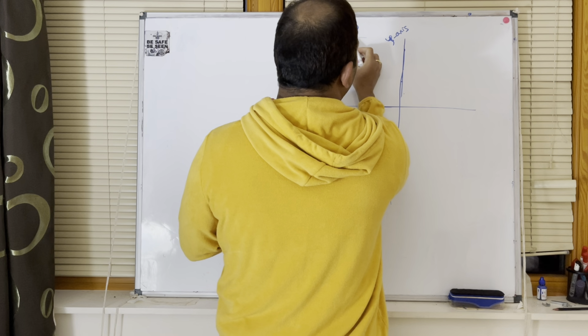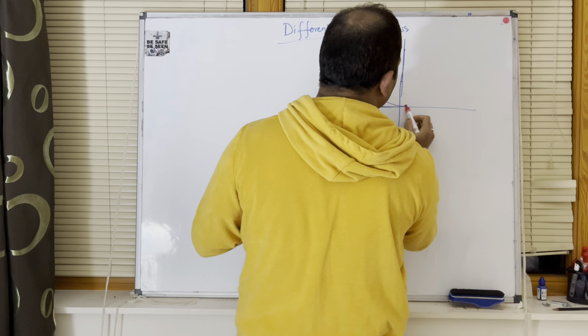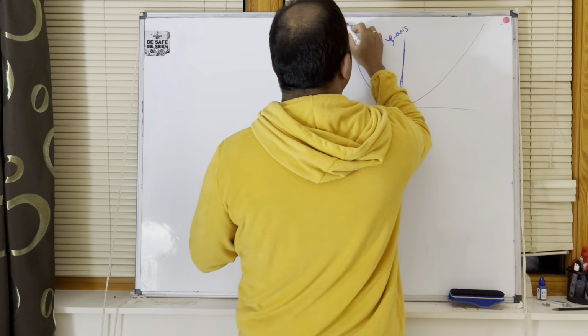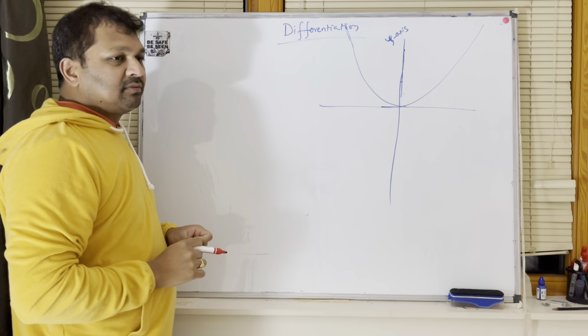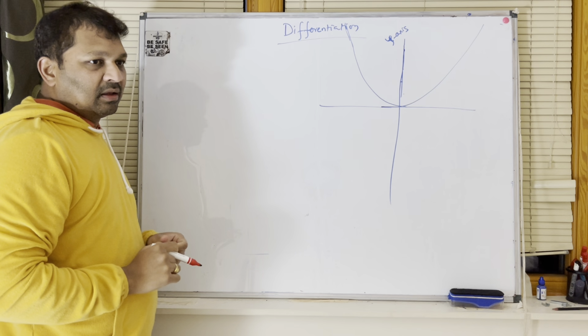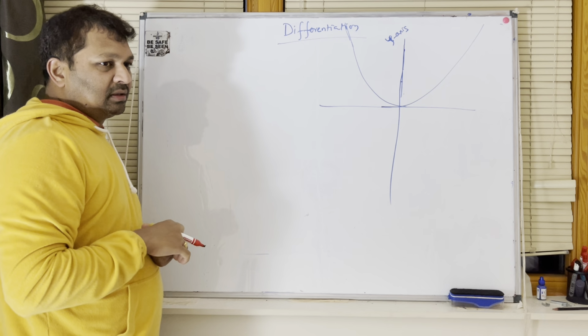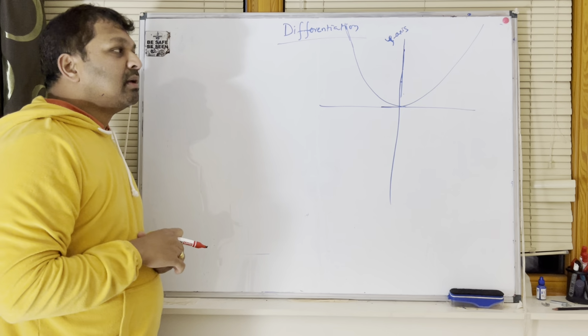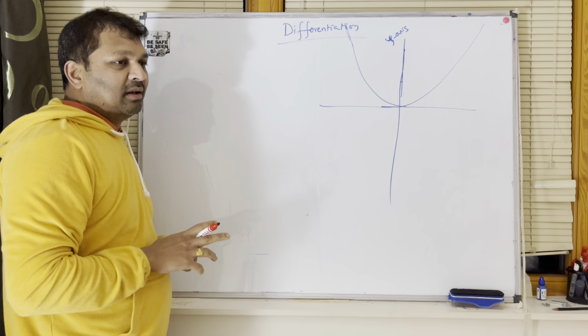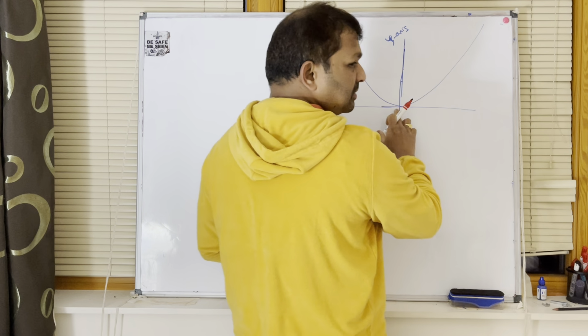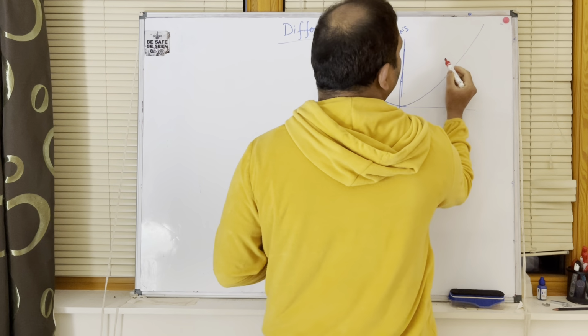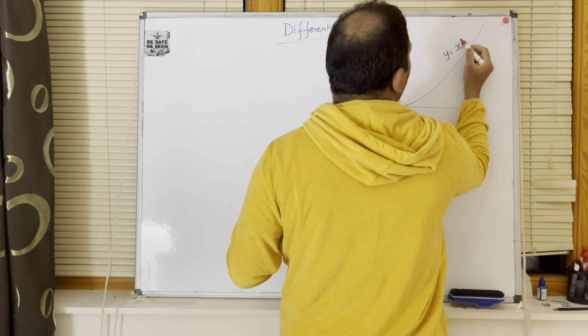Okay, so I have an equation like this, which is a parabola. What would be the equation for this? It is passing through 0, so y is equal to x square.